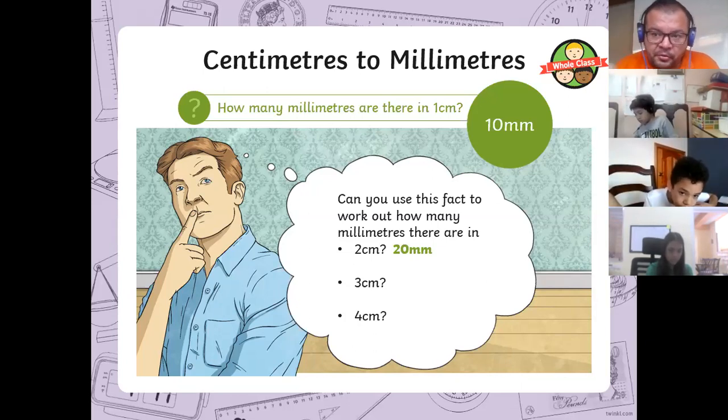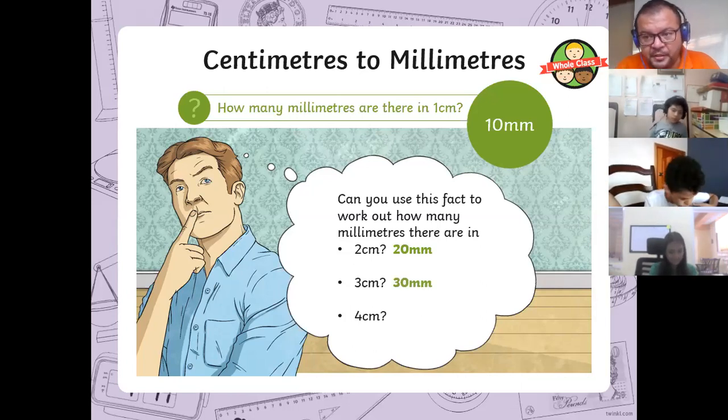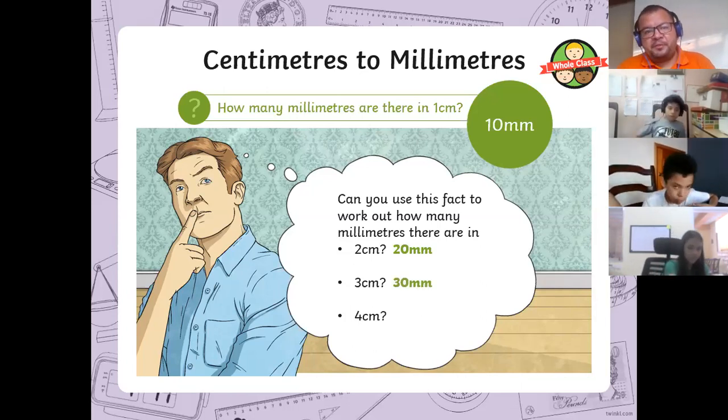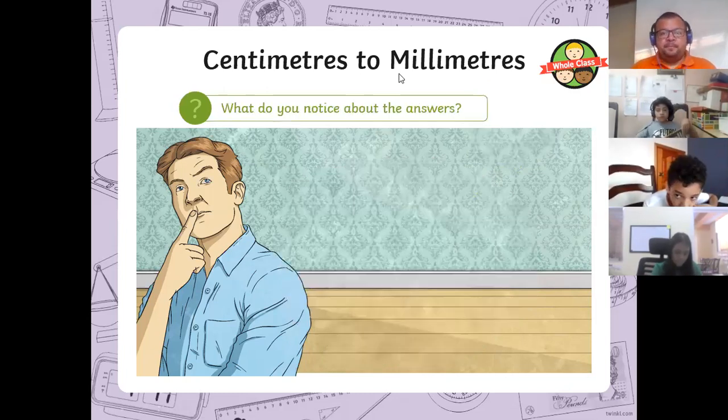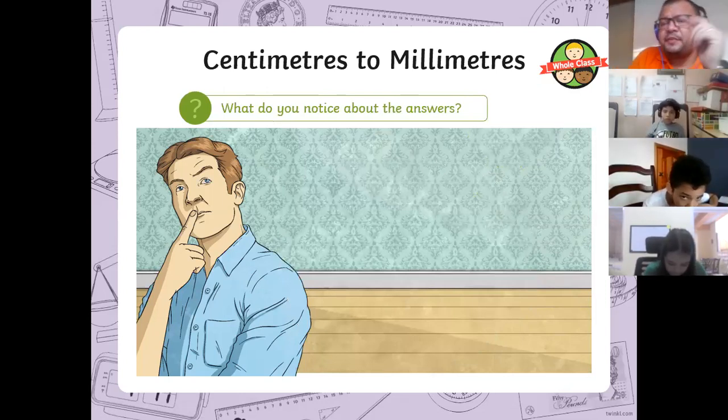In 2 centimeters, we only have 20 millimeters. In 3 centimeters, we have 30 millimeters. And in 4 centimeters, we have 40 millimeters. Now, what do you notice about the answers?